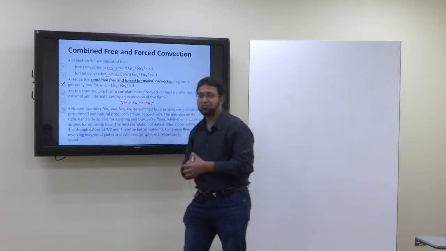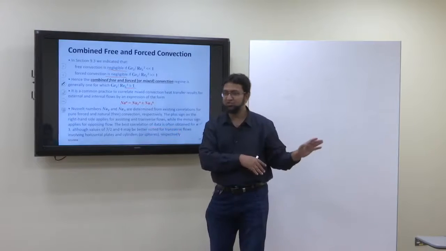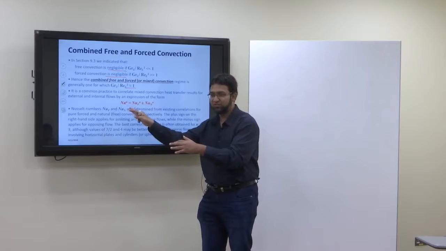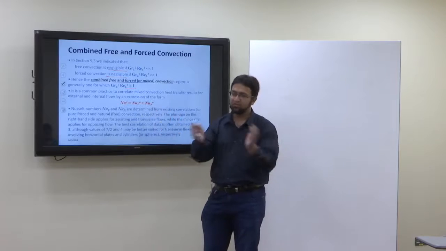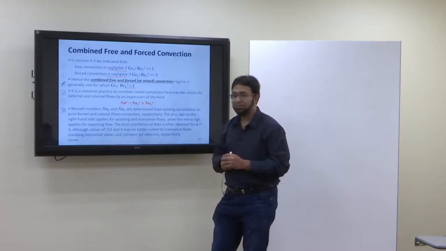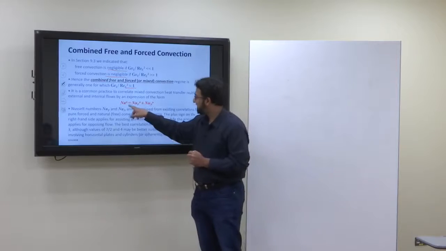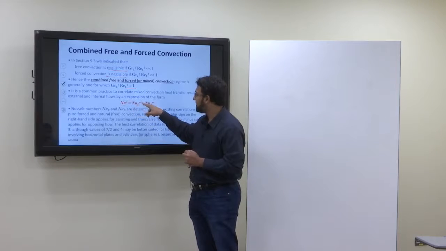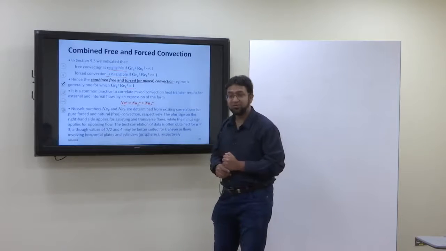If you have a combination of free and forced convection, then you will solve free convection separately and forced convection separately. First consider the problem as free convection and solve it. Then consider it as forced convection and solve it. Both separately, then combine them. But it's not a simple plus. The Nusselt number combination to the power n is equal to Nusselt number by forced convection to the power n plus or minus Nusselt number by natural convection to the power n. When is it plus, when is it minus? That's a good question.